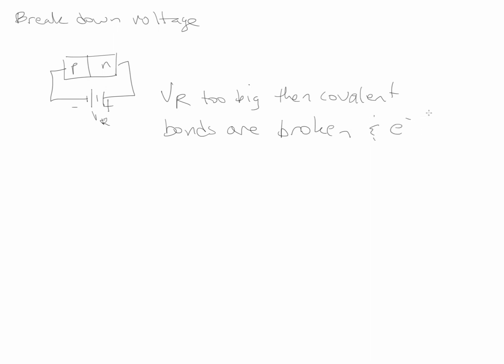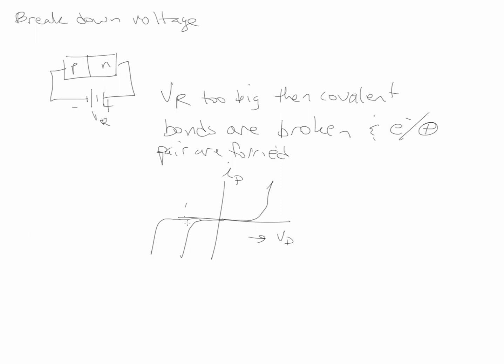and electron-hole pairs are formed. And so you get these electron-hole pairs formed in the PN junction, and then current can start to flow. And so you have VD again, ID, and we have our forward bias area. And then in reverse bias, you can get a current happening if you hit the breakdown voltage. We'll call this breakdown voltage 1 and breakdown voltage 2.